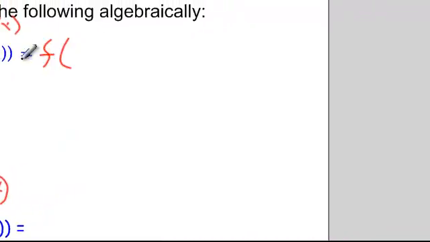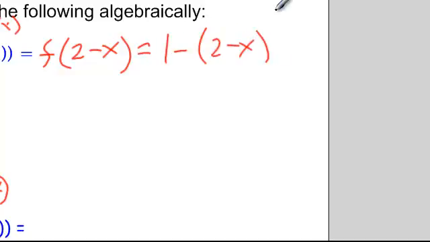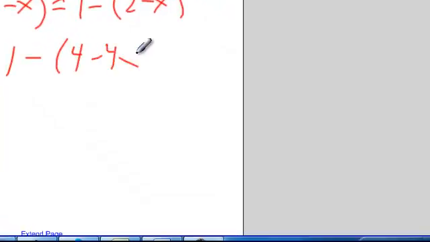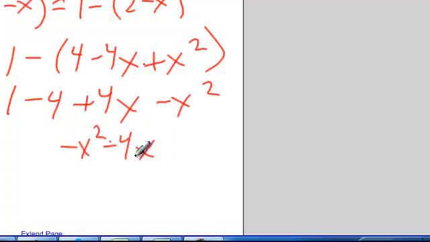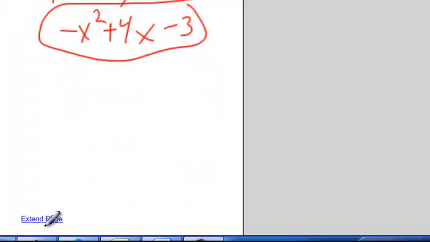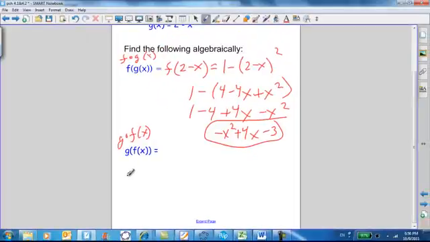To do f of g of x, replace the g of x with 2 minus x, and the output of the g function becomes the input for the f function. So it becomes 1 minus the quantity 2 minus x, squared. And we traditionally expand this out: 4 minus 4x plus x squared. We subtract each part: 1 minus 4 plus 4x minus x squared. So you get negative x squared plus 4x minus 3.